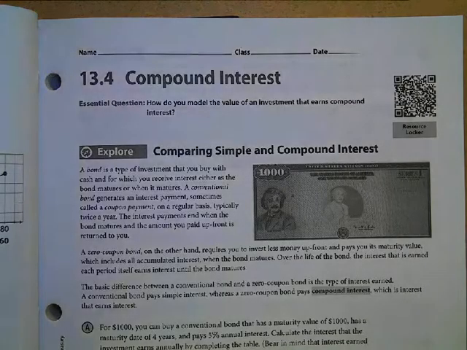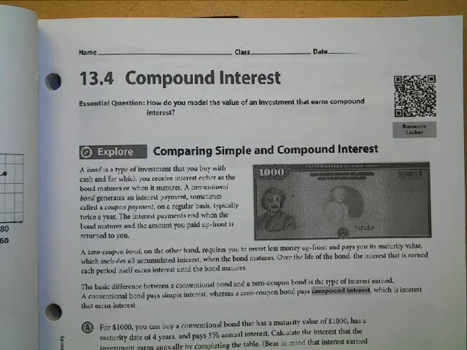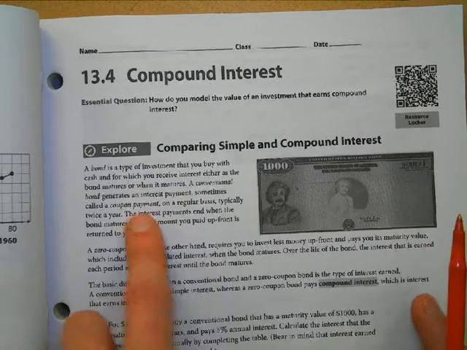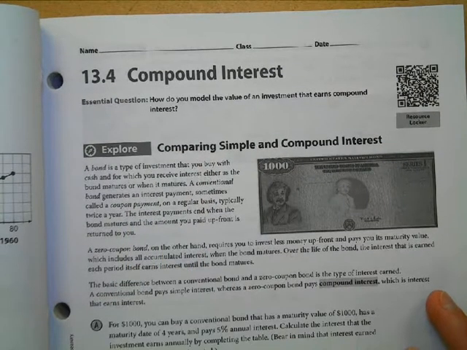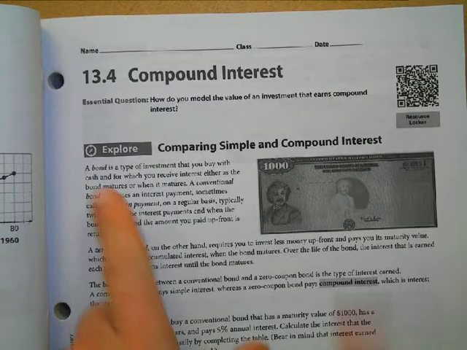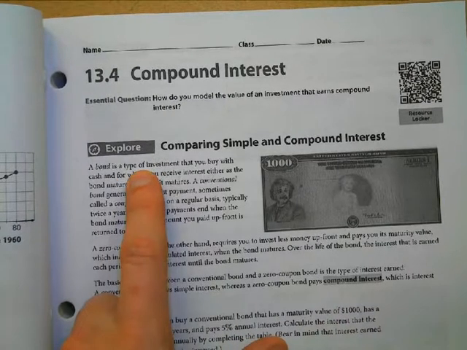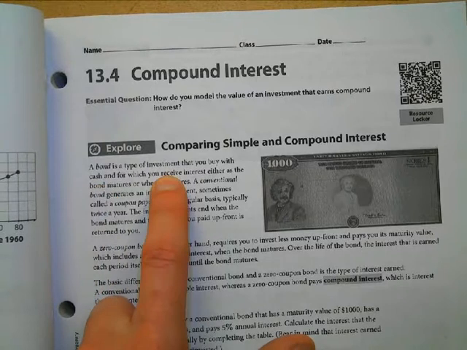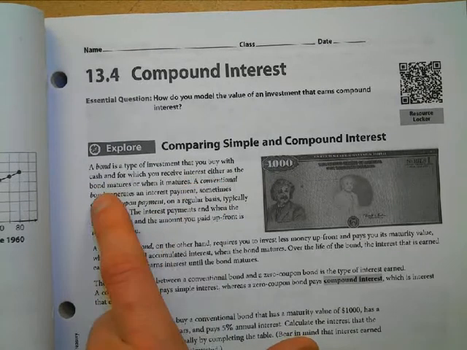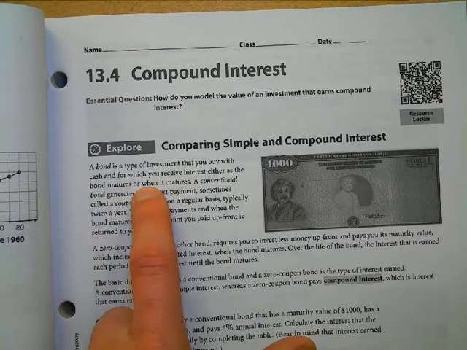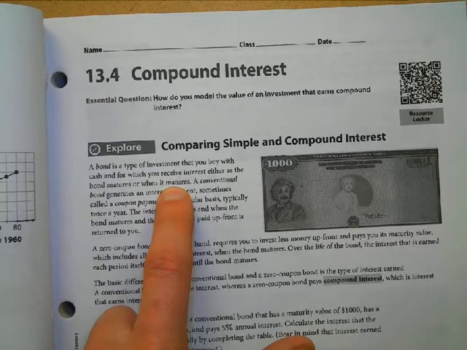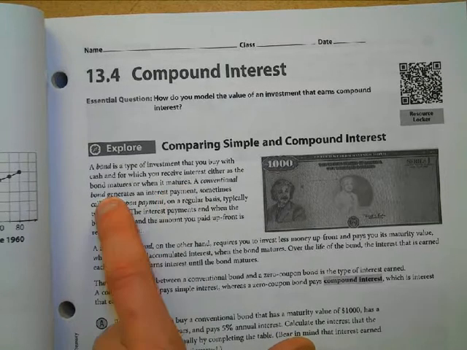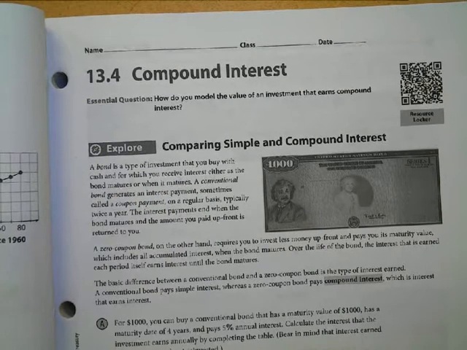Okay, so compound interest. All right, look at an example here. So comparing simple and compound interest first. Okay, so a bond is a type of investment that you buy with cash and for which you receive interest either as the bond matures or when it matures. Okay, so as the bond matures, that means over time, or you have to wait till the very end and then the interest is applied.